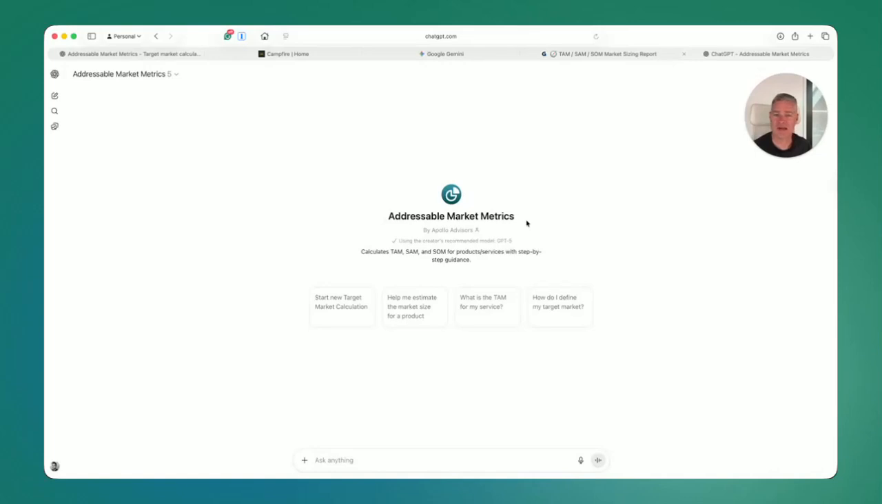Addressable Market Metrics tool. It's a free GPT. It will do your calculation of your TAM, SAM, SOM for you. This is your addressable market. Who out there in the world, which businesses want to buy your product or service? It's all about creating that bridge between customer and product. And TAM, SAM, SOM is really important.